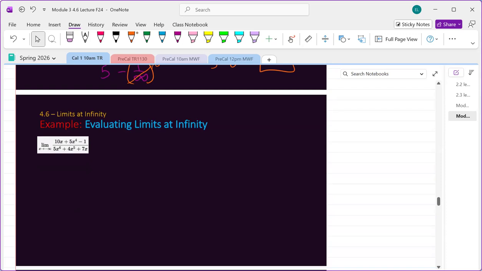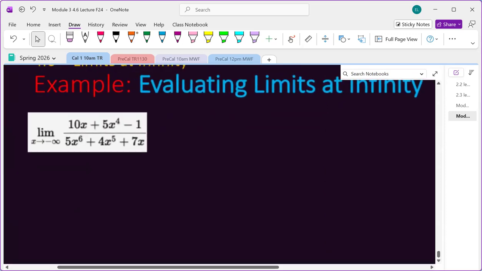All right. So let's take a look at this crazy mess. So we have the limit as x approaches negative infinity of a polynomial over a polynomial.